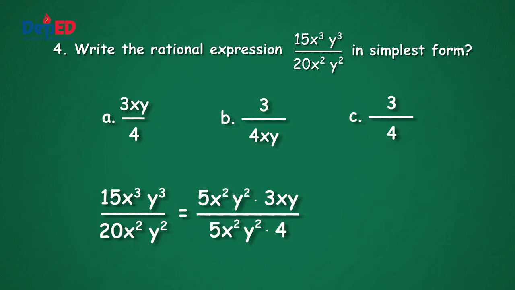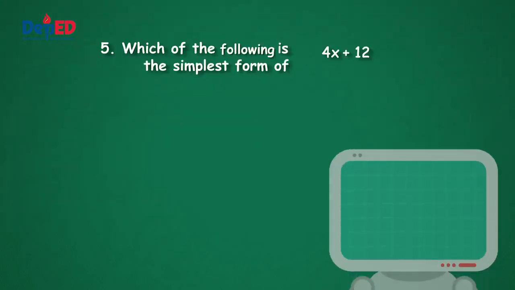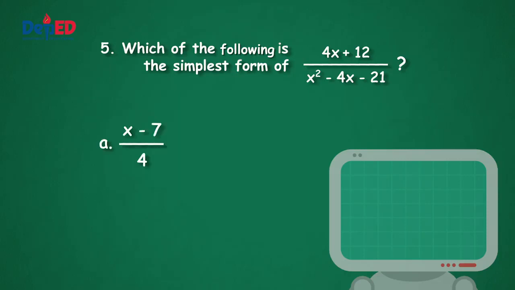So what is our final answer? Dividing the common factors, the final answer is 3xy over 4. So it is letter A. Last item, number 5. Which of the following is the simplest form of 4x plus 12 all over x squared minus 4x minus 21? Is it A, x minus 7 all over 4, B, 4 over x minus 7, or C, 4 over x plus 7?